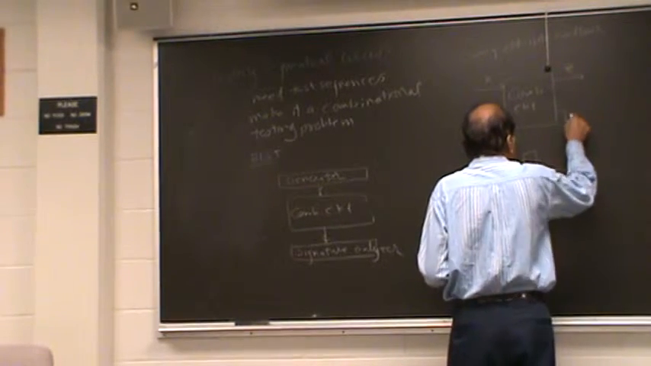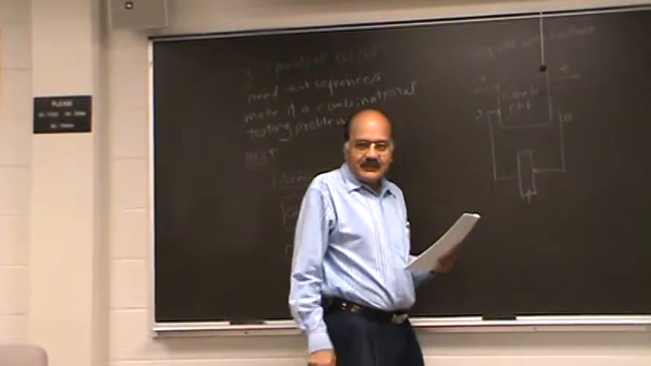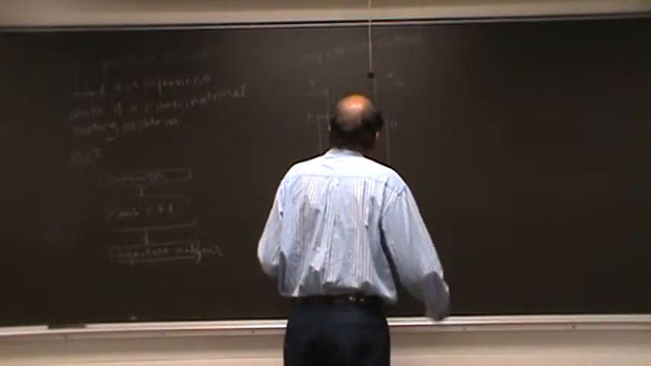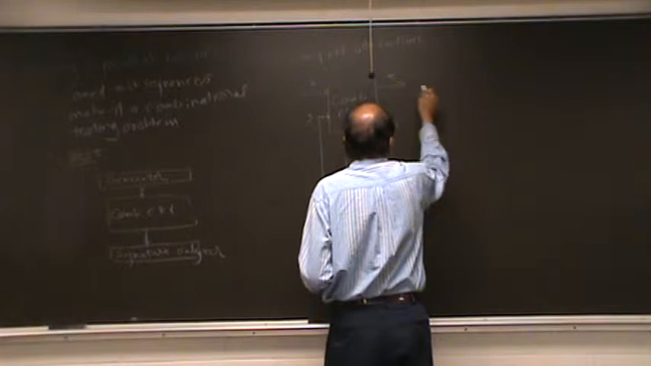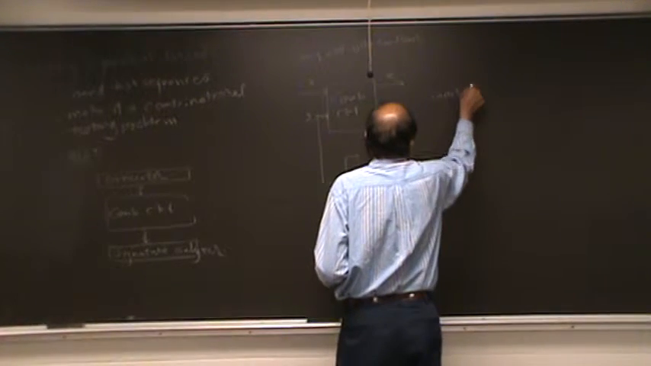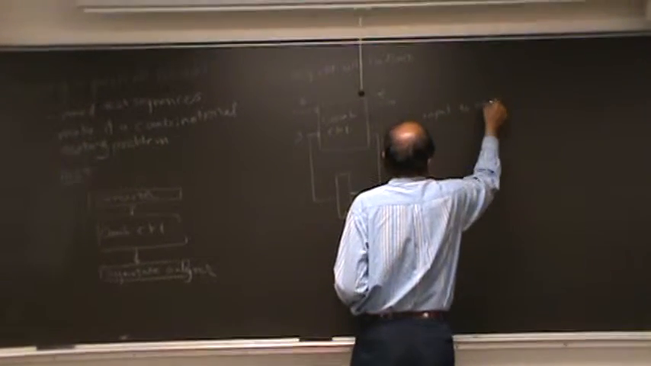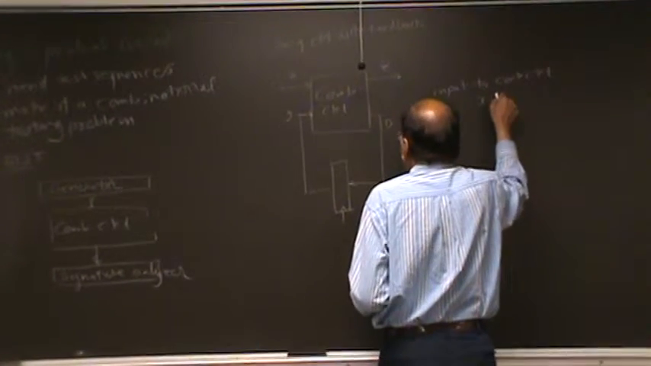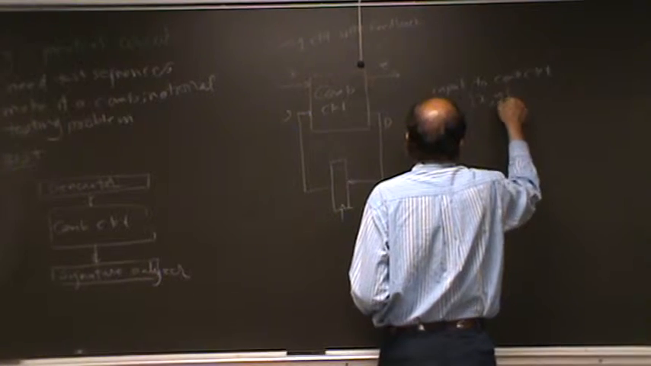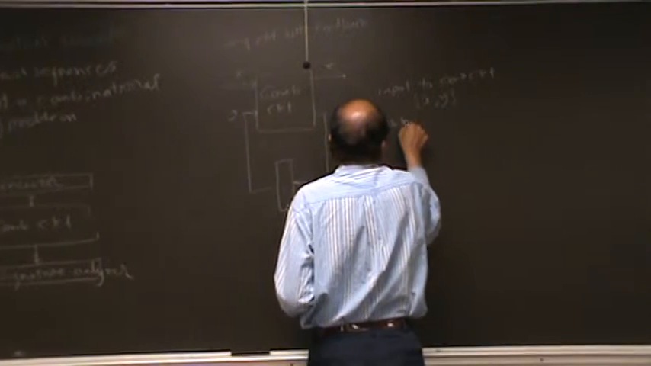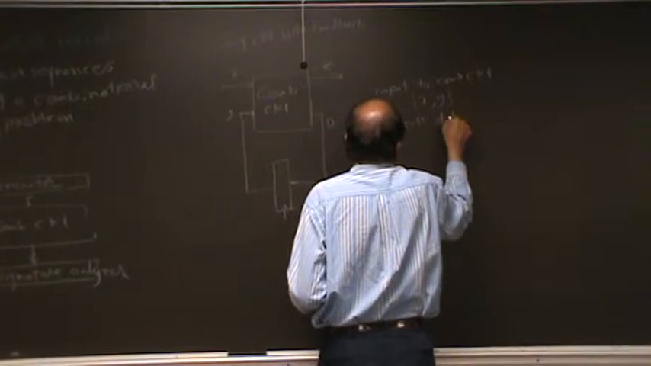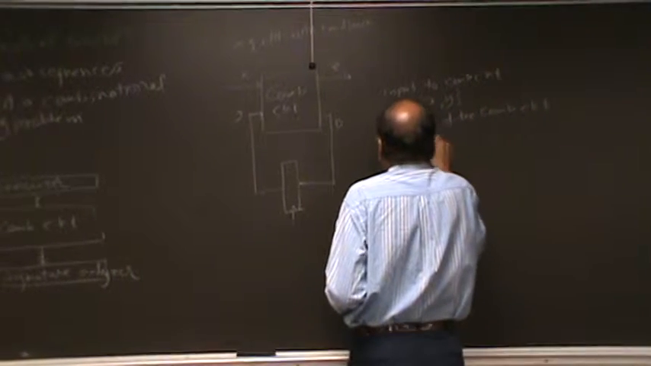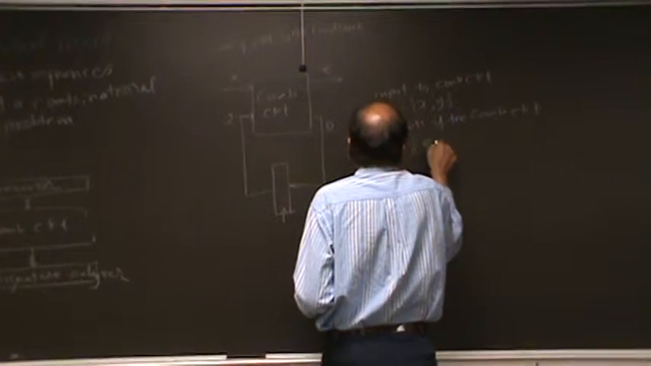Now last time, did I call these lines D lines? I think I called them D. So basically you need to test, and here the inputs to the combinational circuit are X and Y, and the outputs of the combinational circuit are Z and D.